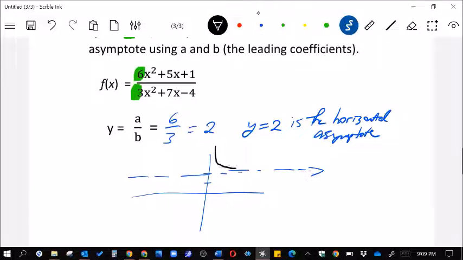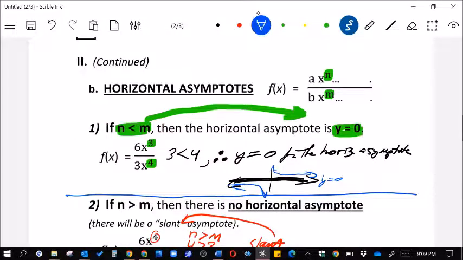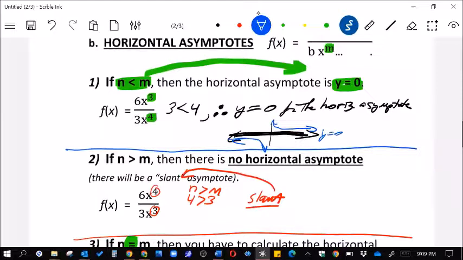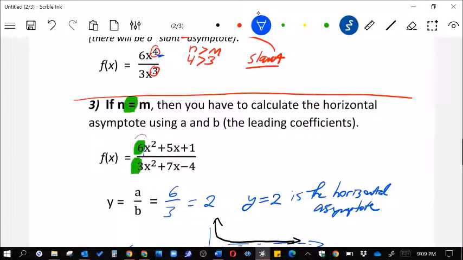So your graph might be something like this. Instead of getting closer to 0, it's getting closer to 2 from all the sides. I just can't quite get away without putting an arrow there. So you have 3 possibilities: the larger degree is on the bottom, the larger degree is on top, or both degrees are equal, in which case you use the coefficients to determine what your horizontal asymptote is.